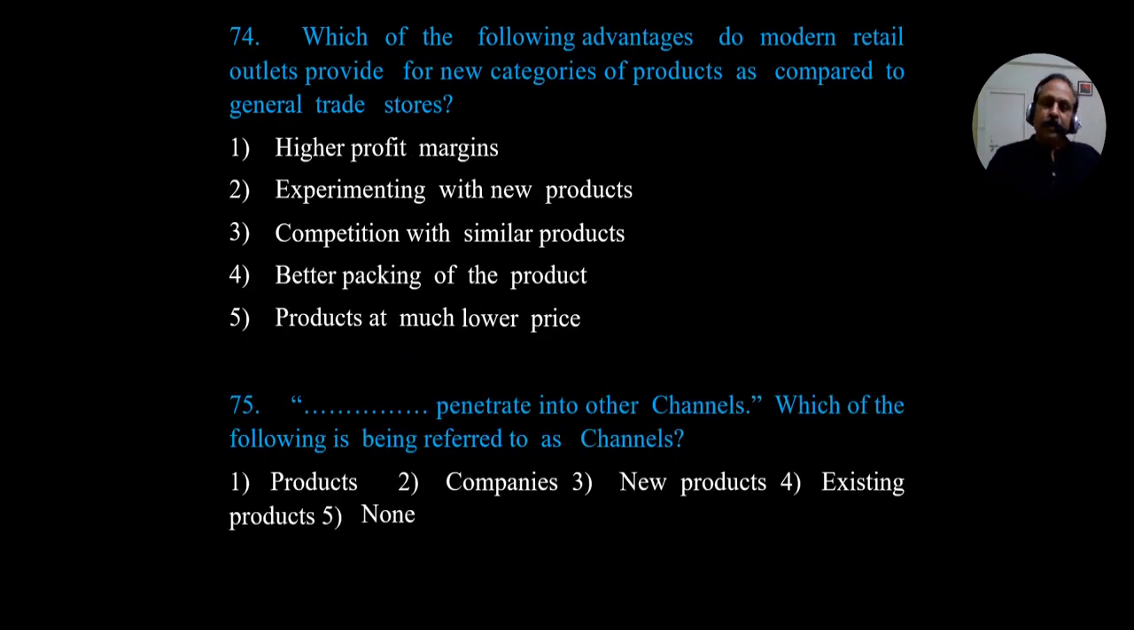Which of the following advantages do modern retail outlets provide for new categories of products as compared to general trade stores? Higher profit margins, experimenting with new products, competition with similar products, better packing of the product, products at much lower price. Here, the answer is the second option. What is that? Experimenting with new products. This has been again mentioned in the passage based on explicit information.